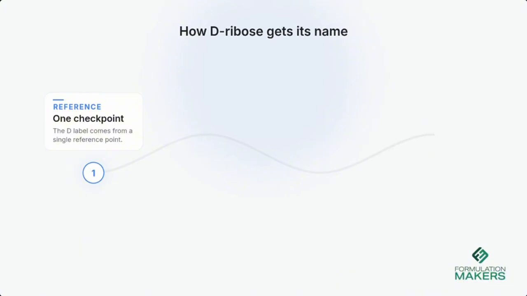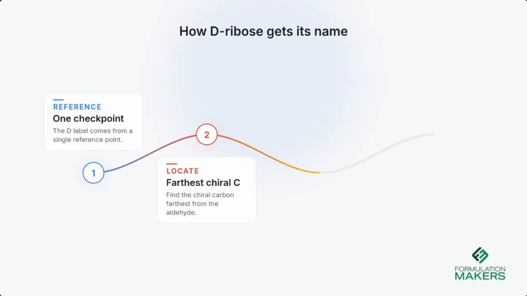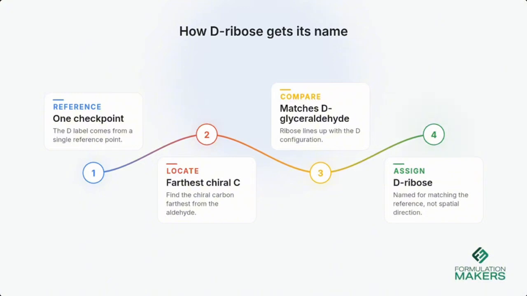Here, the D label comes from one specific checkpoint. You look at the chiral carbon farthest from the aldehyde group and use that position to assign the sugar's family. For ribose, that arrangement lines up with D-glyceraldehyde. That's why the sugar is named D-ribose, not because of direction in space overall, but because it matches that reference configuration.